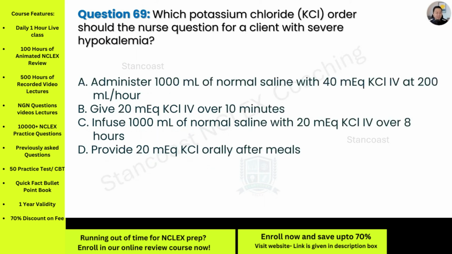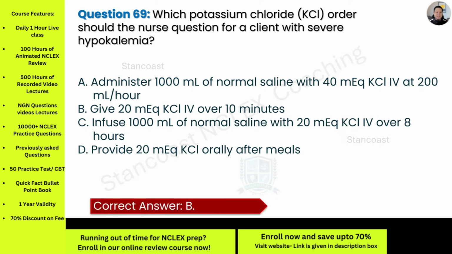Let's have number 69. Which potassium chloride order should the nurse question for a client with severe hypokalemia? A, administer 1,000 ml of normal saline with 40 milliequivalents potassium chloride IV at 200 ml per hour. B, give 20 milliequivalents KCl IV over 10 minutes. C, infuse 1,000 ml of normal saline with 20 milliequivalents KCl IV over 8 hours. And D, provide 20 milliequivalents KCl orally after meals.